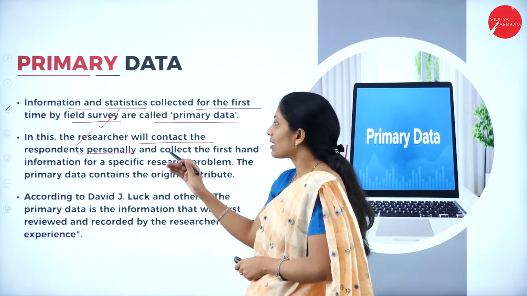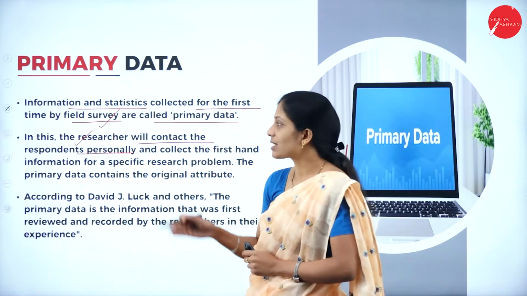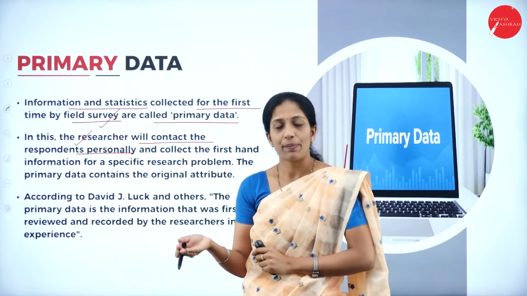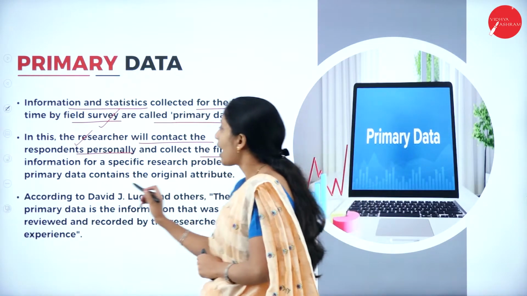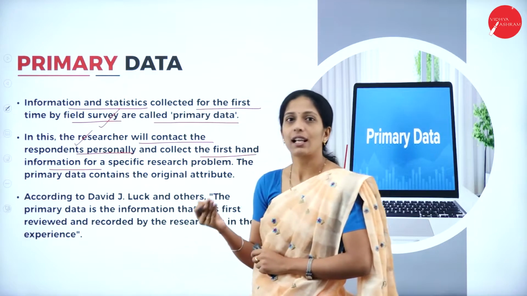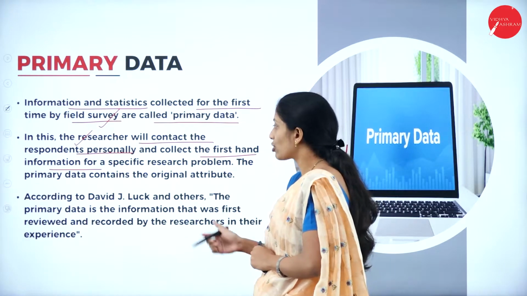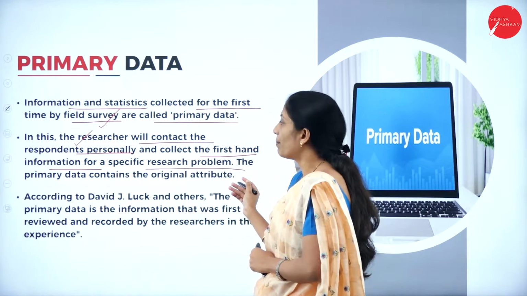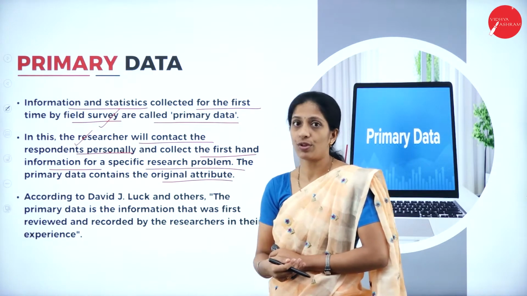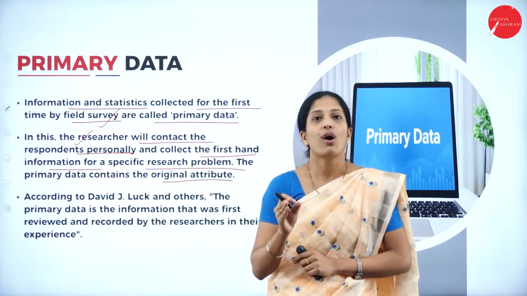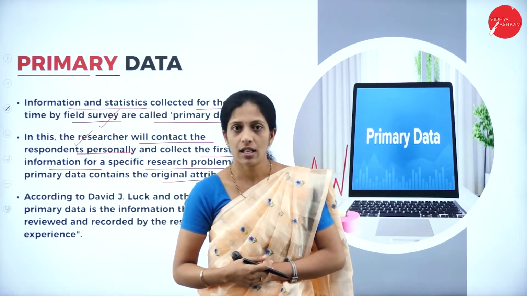So in this, the researcher will contact the respondents personally, either personally or through telephone, and collect the first-hand information. He will collect the first-hand information for a specific research problem, the primary data contains the original attribute. So here I have told you it is a raw data which is collected from the respondents.